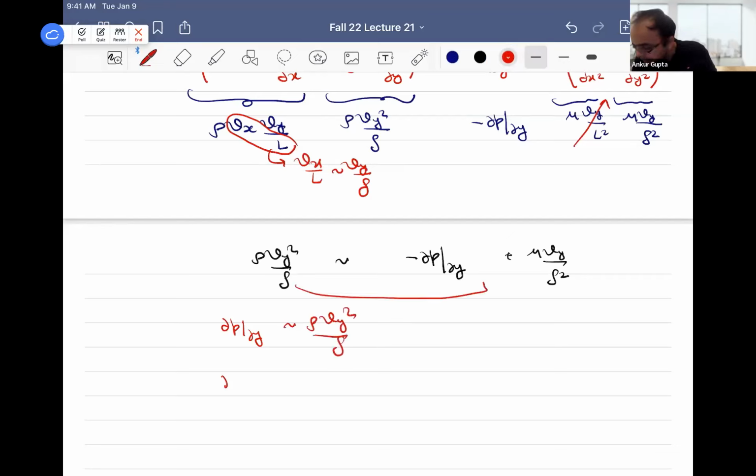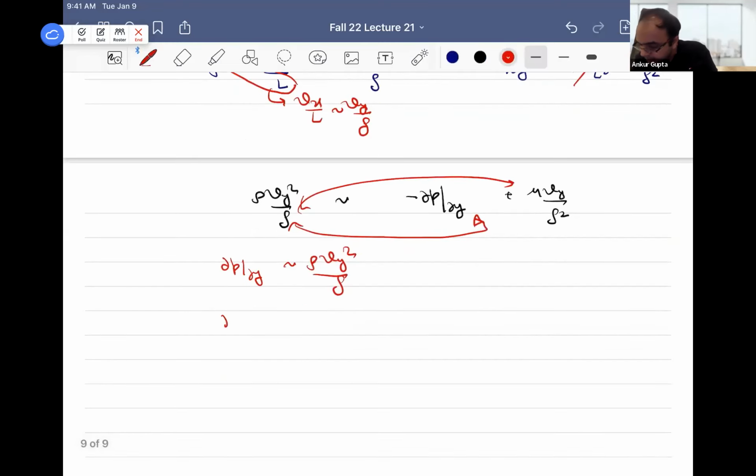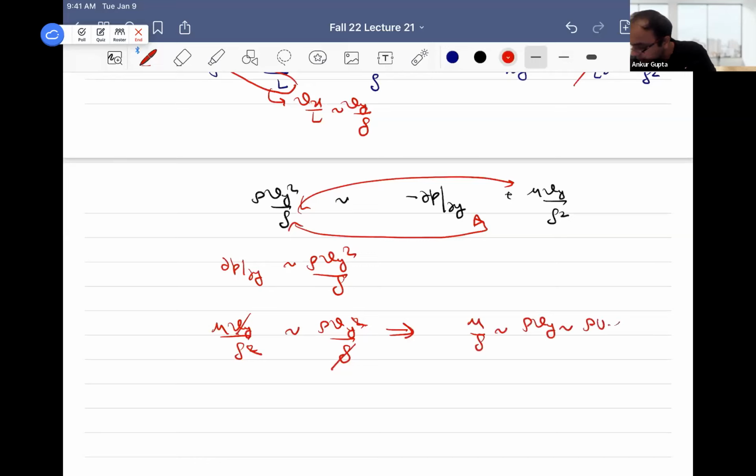So comparing these two, mu Vy by delta square is rho Vy squared by delta. So this gives us the direct comparison of del P by del Y, and if you rearrange this in terms of U and L, which is what we would want, then first this delta gets cancelled. One Vy just gets cancelled, so I get mu by delta is similar to rho Vy, which is equal to rho U delta by L.